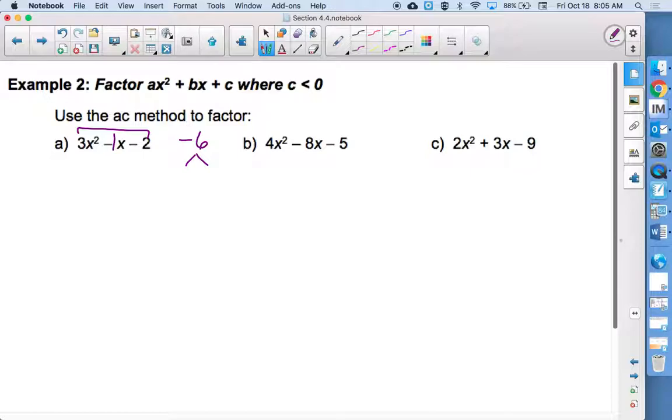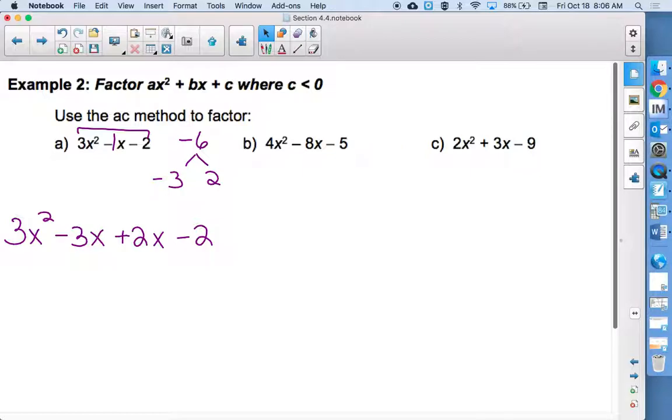Michael, how could we get a -1 with the numbers that multiply to be -6? 3 and 2. And which one would be negative for us? Yeah, -3. So a -3 and a 2. So when I write those in my kind of expanded form, I'm going to place the -3 first and then the +2. And thinking about grouping the pair of numbers together.